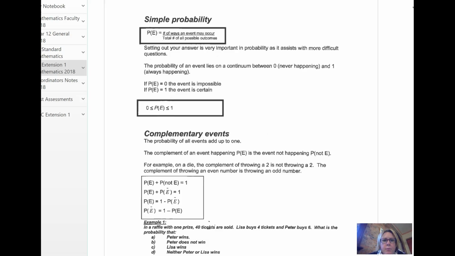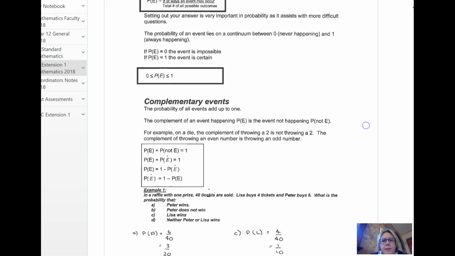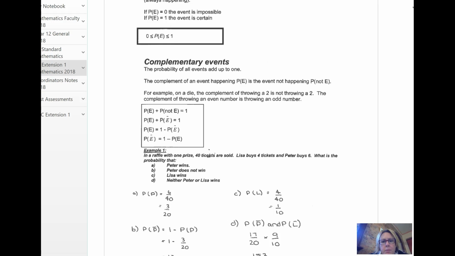Okay, I'm going to start with simple probability. The probability of an event occurring is the number of times it occurs over the total number. You know it's between 0 and 1, 0 impossible, 1 certain. A complementary event is the opposite. So, for example, on a die, throwing a 2 and not throwing a 2.